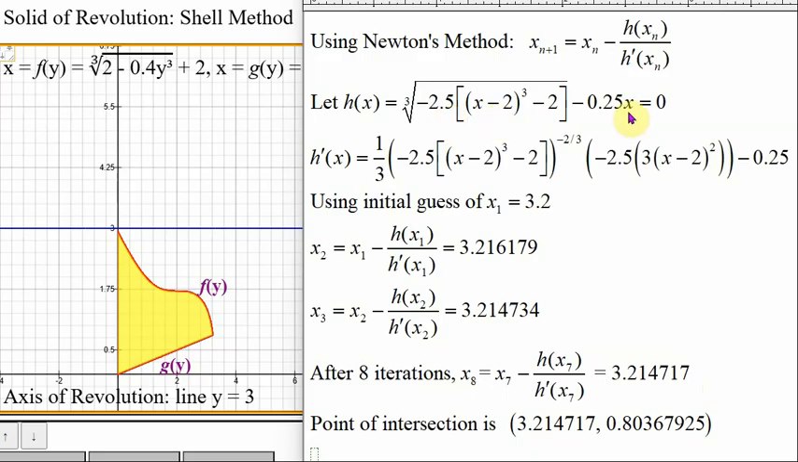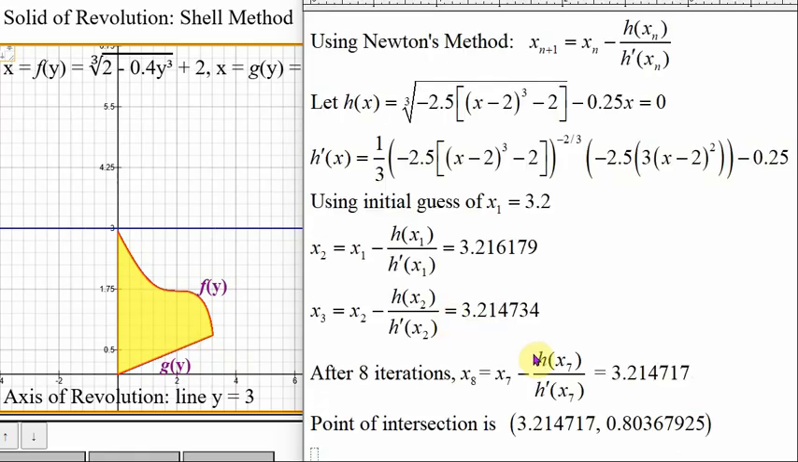And record that x right here, x is equal to 4y, and so y is equal to 0.25x. And so in the place of x, if we use 3.214717, then the corresponding y would be 0.803679. And this is the point of intersection for this point right here.